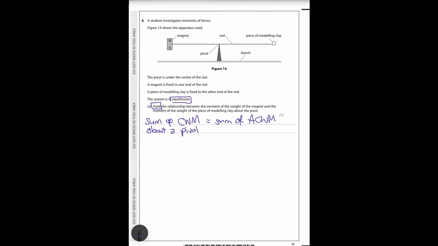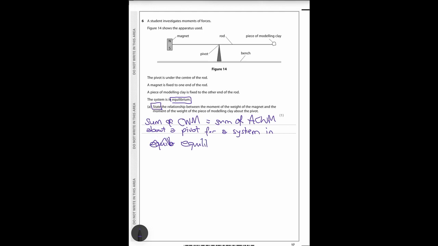And it's already told me it's in equilibrium, but again, it's not going to hurt me just to say it, because the whole principle of moments is this. So if there's any question about the principle of moments, this is what you say. It's always the same thing, equilibrium. Just say that, and then job done.